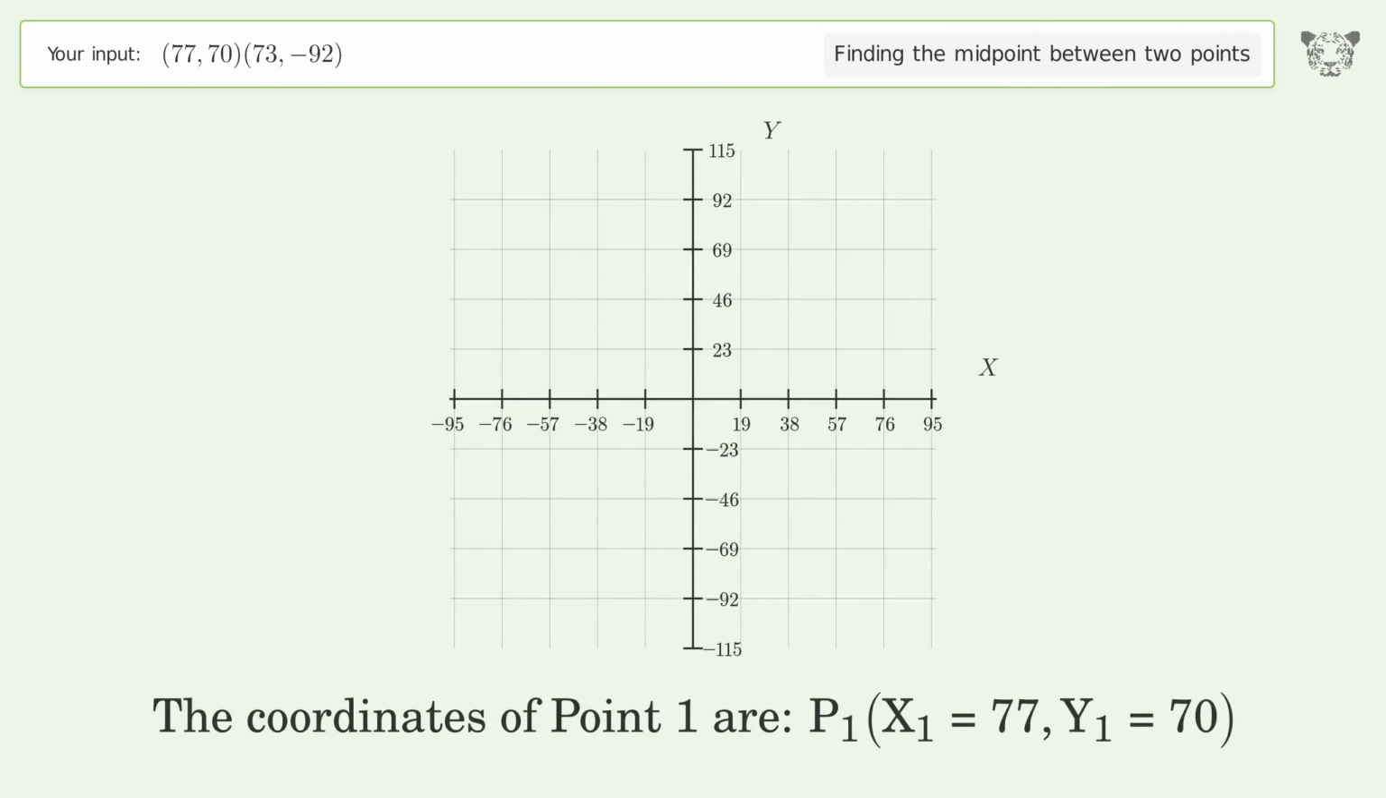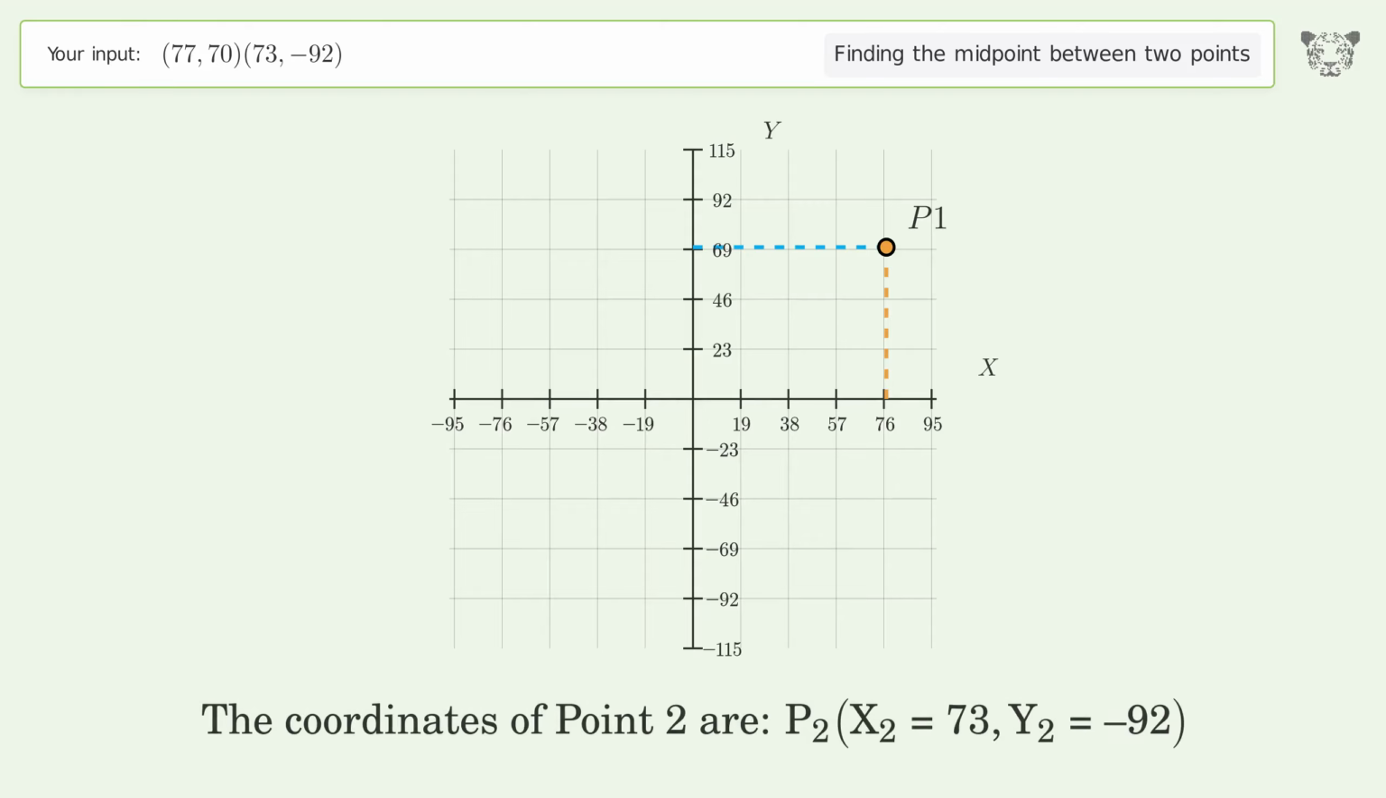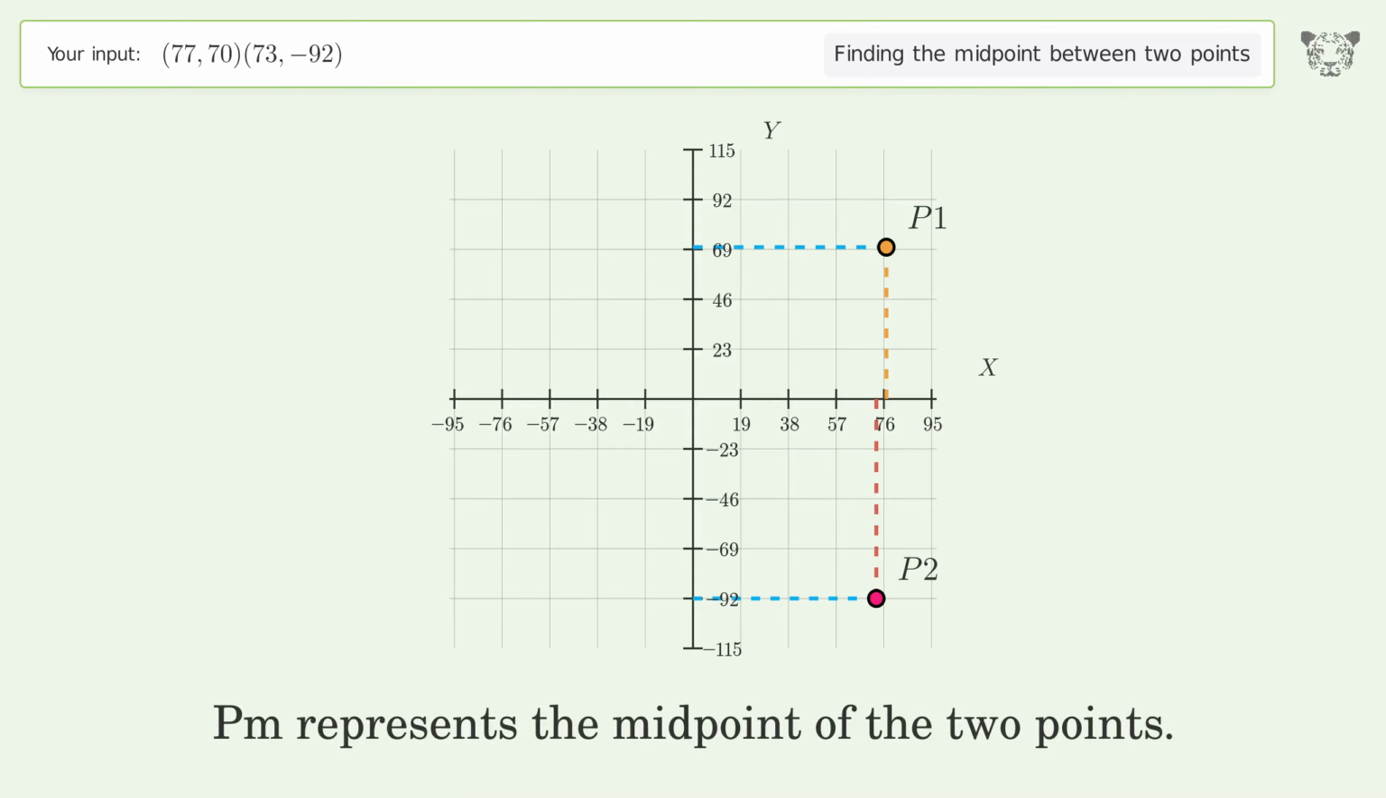The coordinates of point 1 are, x1 equals 77, y1 equals 70. The coordinates of point 2 are, x2 equals 73, y2 equals -92. PM represents the midpoint of the 2 points.